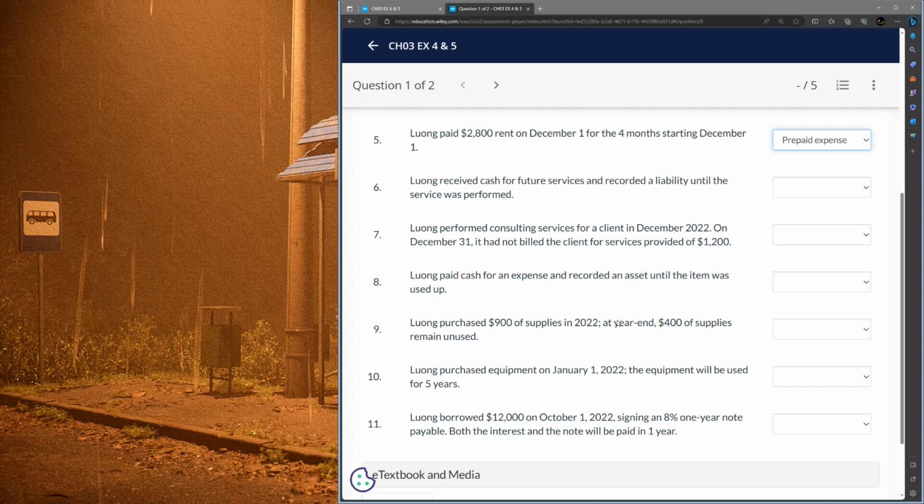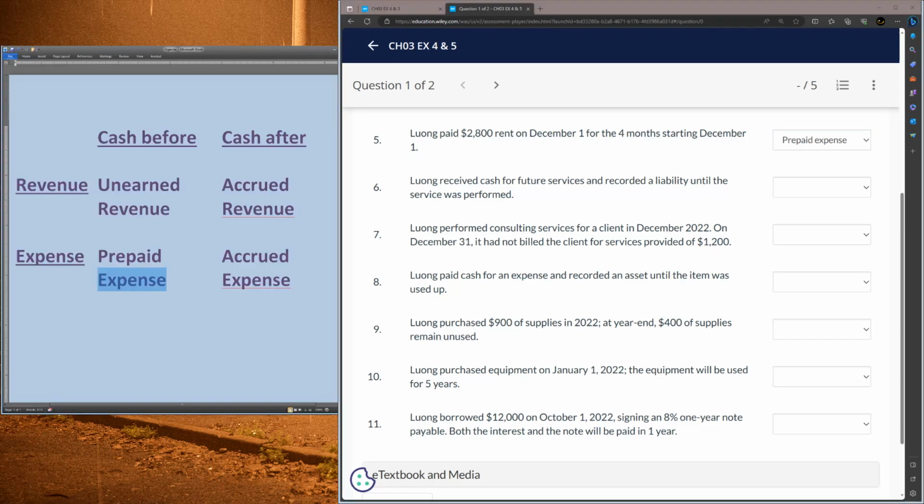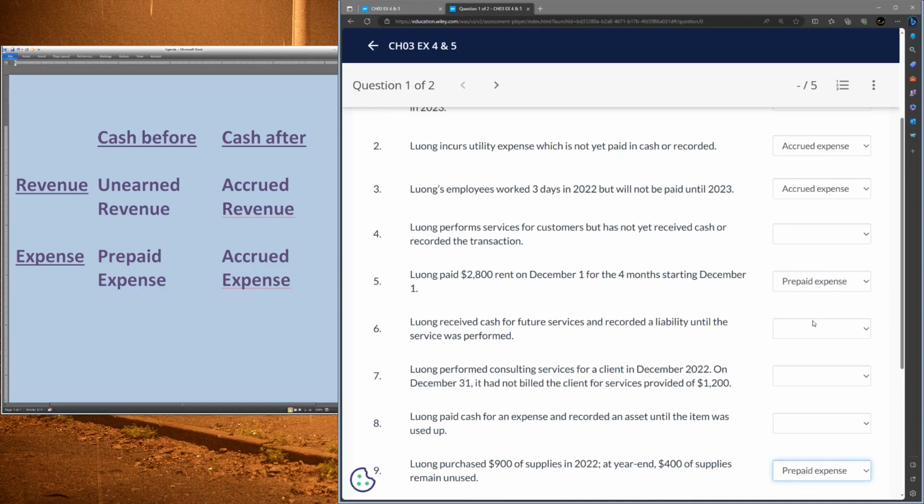Number 9, Luong purchased $900 of supplies in 2022 at year end. $400 of supplies remain unused. Well, this is very similar to the example that we used. This is a prepaid expense again. In other words, we bought the supplies, and so we paid the cash up front, cash before, and now we're expensing the supplies at the end. I have an accrued expense and a prepaid expense.